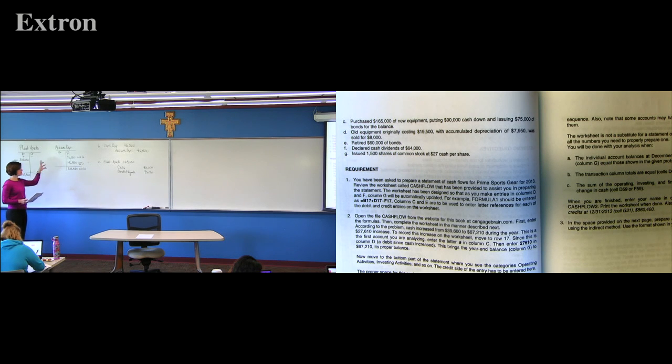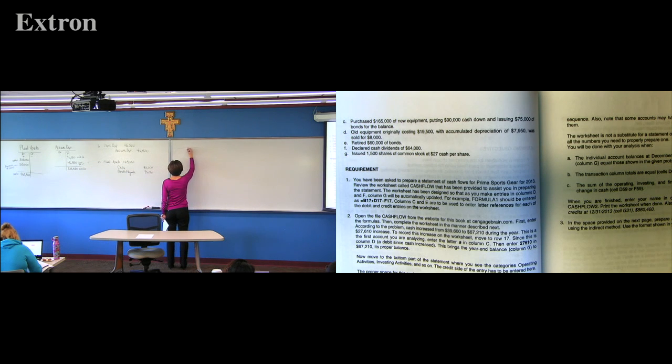Once I get all my numbers in here, then we'll label them as OI, whatever they are. Okay, all right, so that means that I have 165,000 coming into here, and this was the purchase of equipment. I may as well throw my bonds payable account up here too while I'm at it.